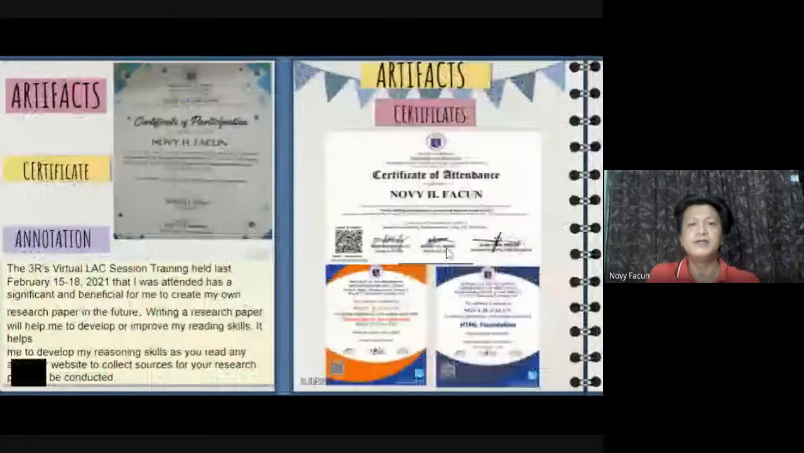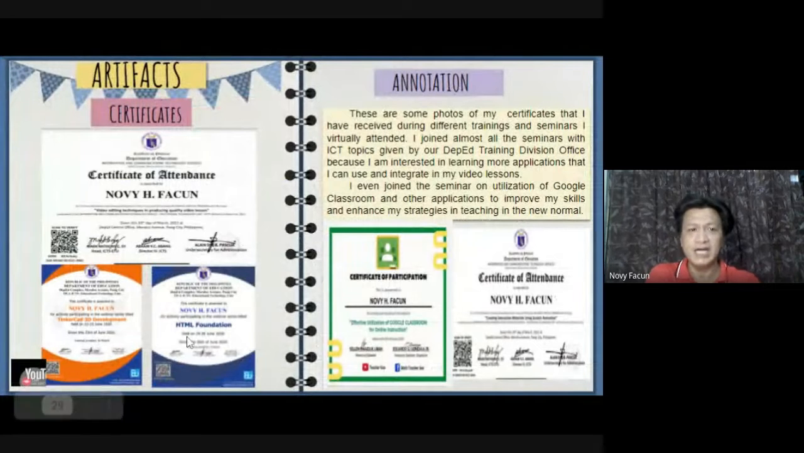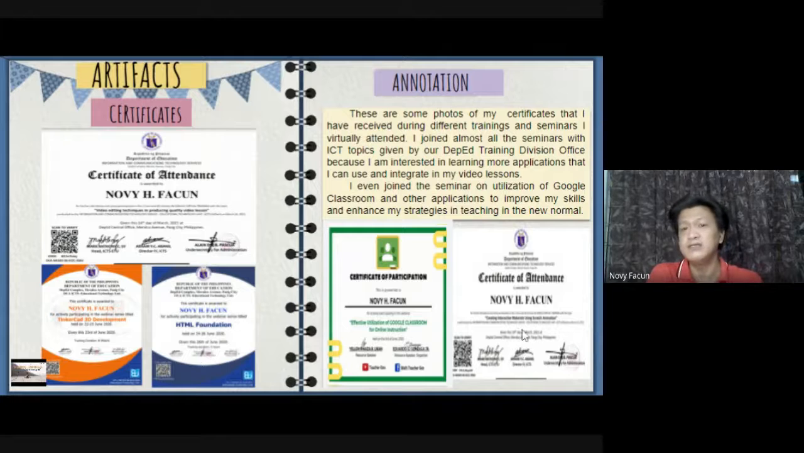And another, we have the certificate. So, these are some photos of my certificates that I have received during the different trainings and seminars I virtually attended. This is our DepEd Training Division Office, no? The making of video lessons, which is where I became interested. And of course, the Google Classroom. Okay, so that is my attachment there, with annotation.